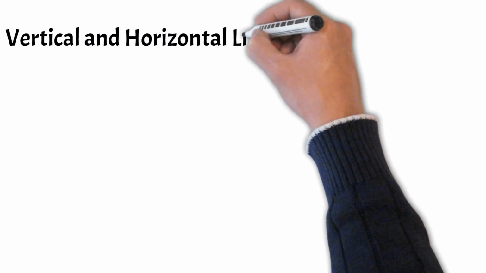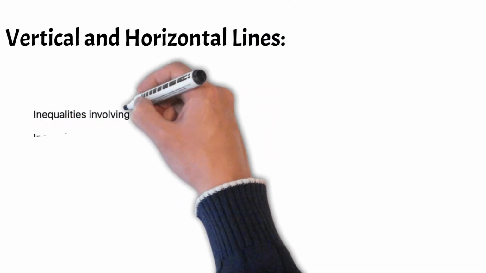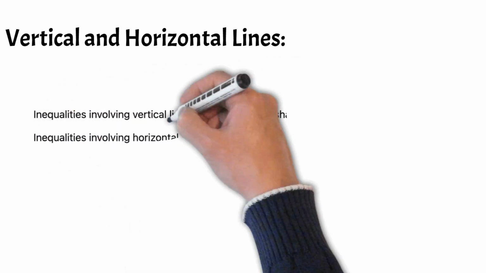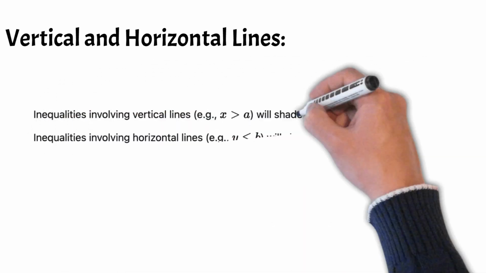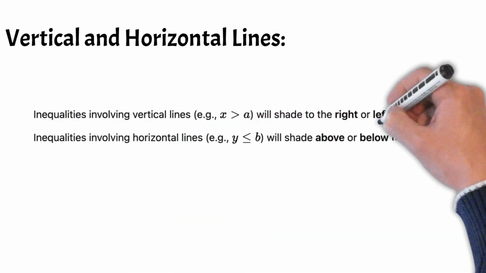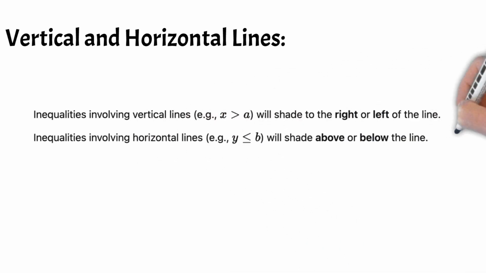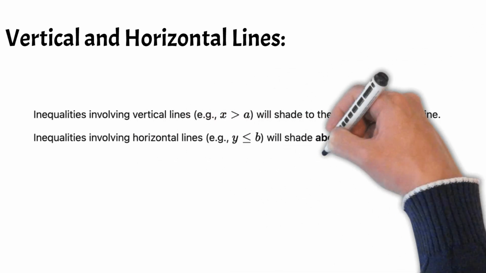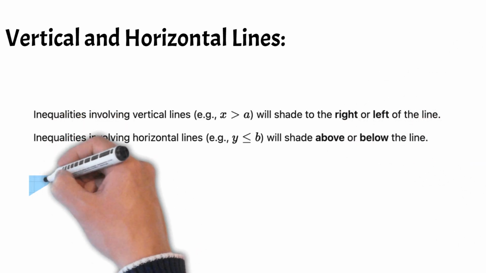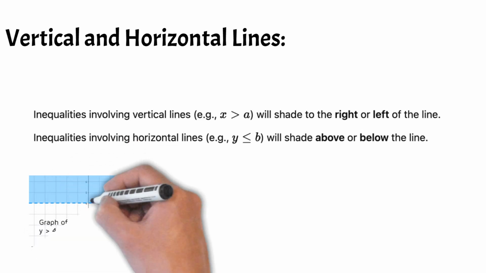Vertical and horizontal lines. For inequalities involving vertical lines, if it is greater than, then the shading will be to your right, and if it is less than, it will be to your left. When you have horizontal lines, it is going to be above for greater and below for lesser. An example is shown.